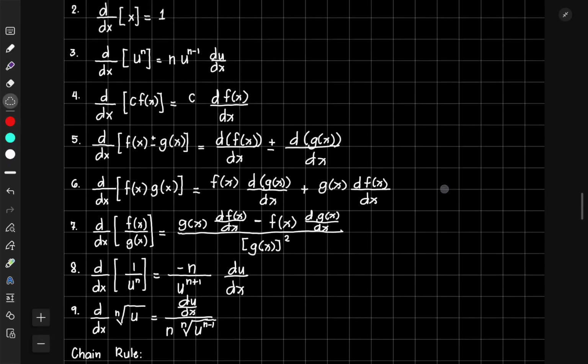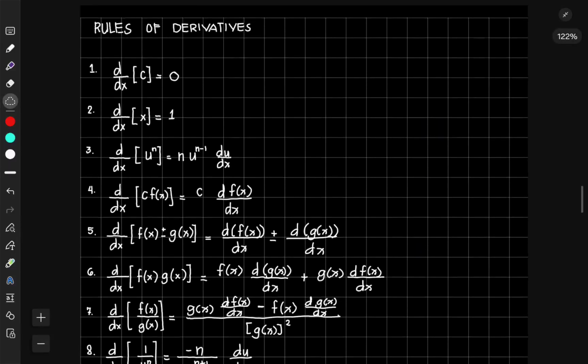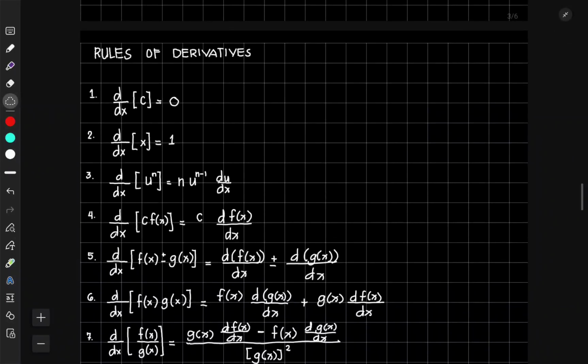Okay, let's get some examples natin dito. So, a proper example for the rules of derivative. So, we have number 1, we have to get the derivative of the function. So, we have y is equal to 5x cubed plus 2x squared minus 3x plus 4.